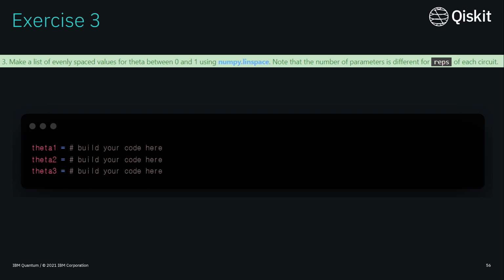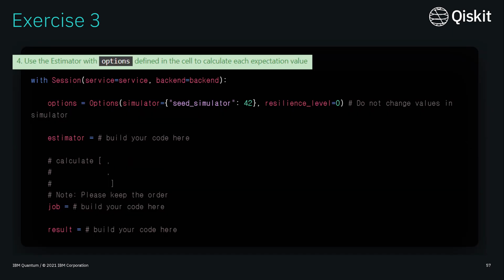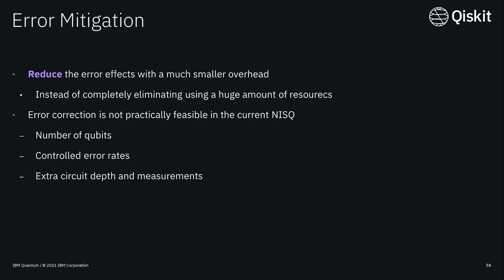The parameters for each circuit, these sets, are defined as lists from 0 to 1 using numpy linspace. And finally, using this prepared expectation value and the other values, we put them all into the estimator and get the result after running it. This is our next big chapter, error mitigation.